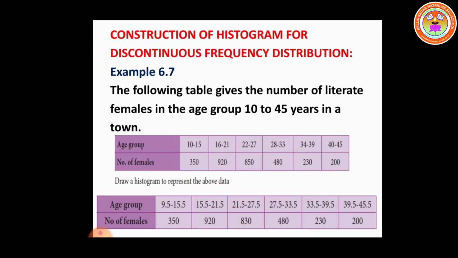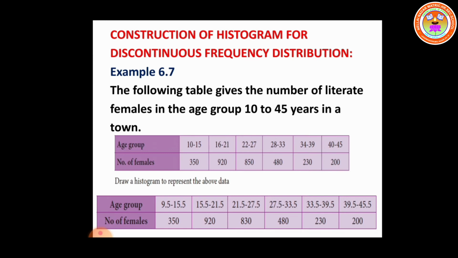See, 10 to 15, number of females 350. 16 to 21, 920. 22 to 27, 850. 28 to 33, 480. 34 to 39, 230. 40 to 45, 200. Draw a histogram to represent the above data. So first let us make this discontinuous frequency distribution into continuous frequency distribution.